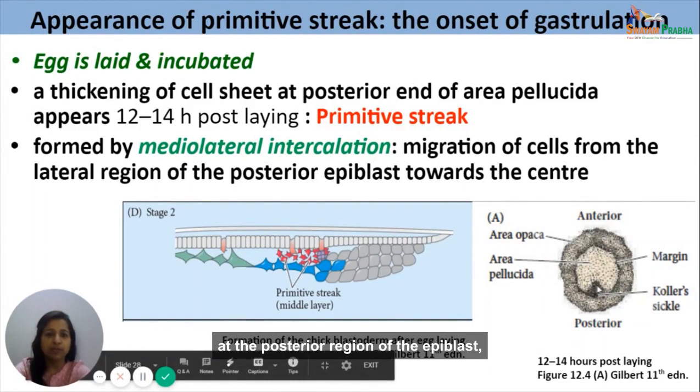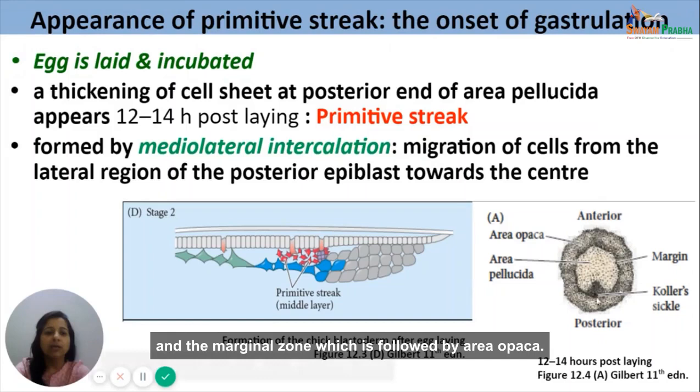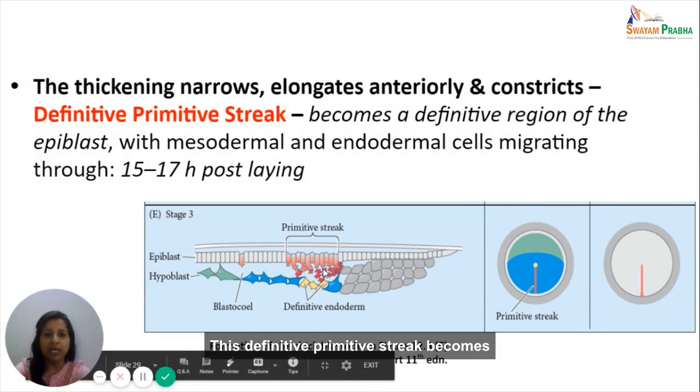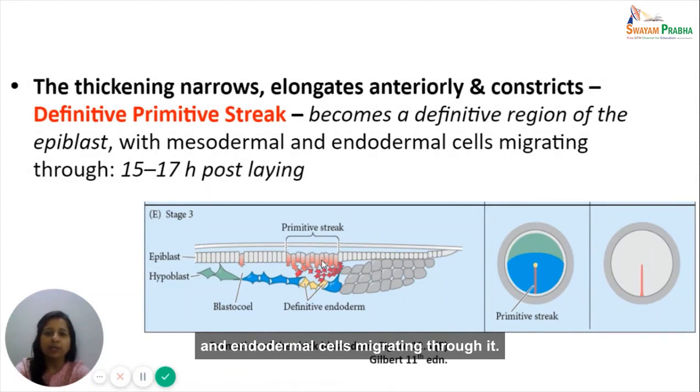This is the area pellucida shown here, and the marginal zone, which is followed by the area opaca. Now this thickening will narrow and elongate anteriorly and undergo a constriction to form the definitive primitive streak. This definitive primitive streak becomes a definitive region of the epiblast with mesodermal and endodermal cells migrating through it. This happens some 15 to 17 hours post-laying.